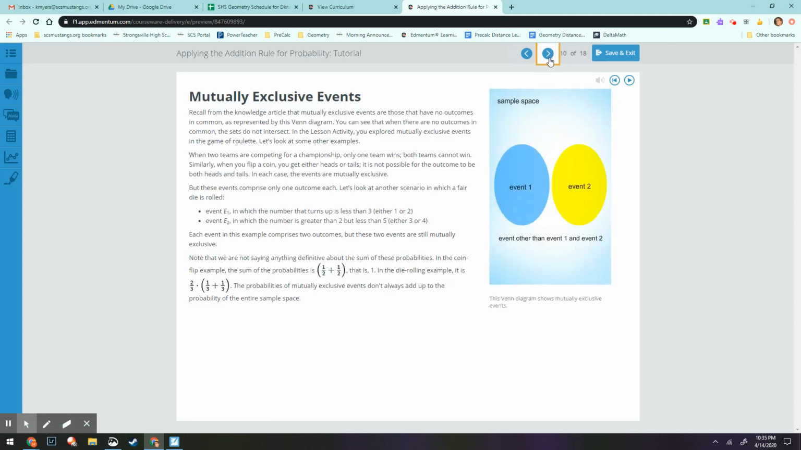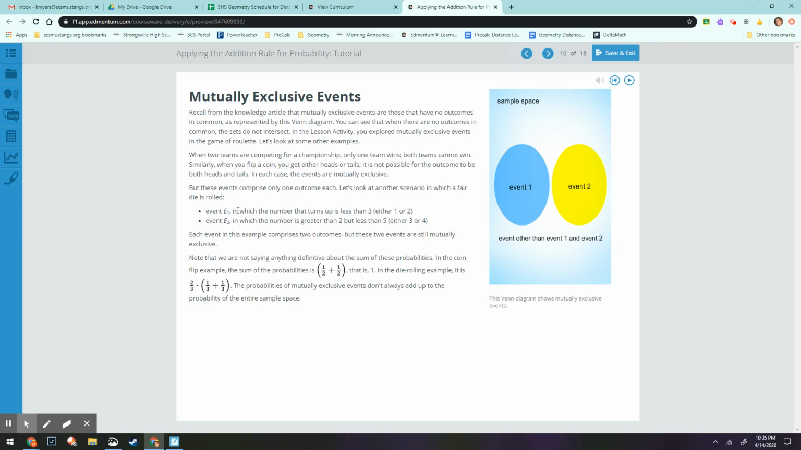Okay, then we talk about mutually exclusive events a little bit more. In a Venn diagram, it means the two would not overlap at all. When you flip a coin, you either get heads or tails. It can't be both. When you're watching a basketball game, or they have an example of a championship, only one team wins, both teams can't win. Those are examples where you only have one outcome. You only have two outcomes.